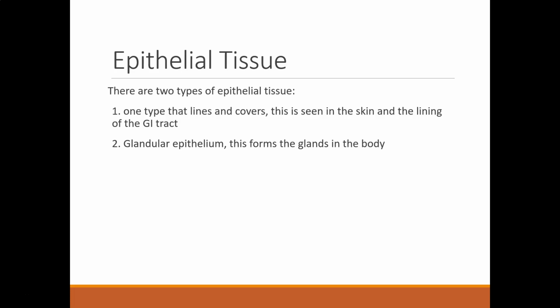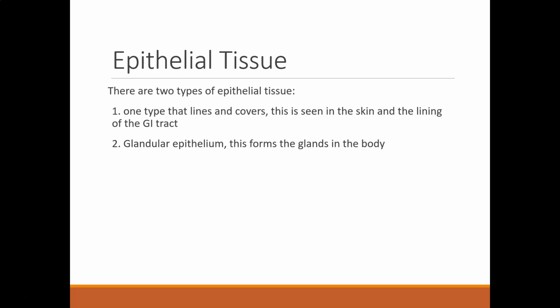So we see this in the skin. And you also have epithelial tissue that lines the GI tract, the gastrointestinal tract, which means that epithelial tissue lines everything from the inside of your mouth all the way down to your anus. So you have epithelial tissue that runs through the entire system from mouth to anus. And you have it lining the stomach and so forth.